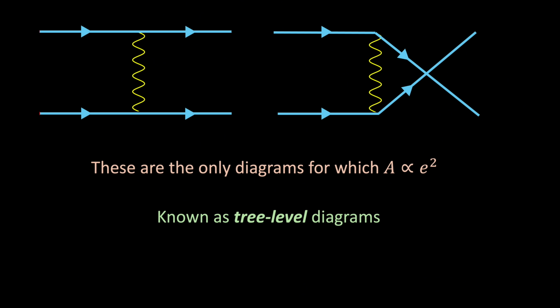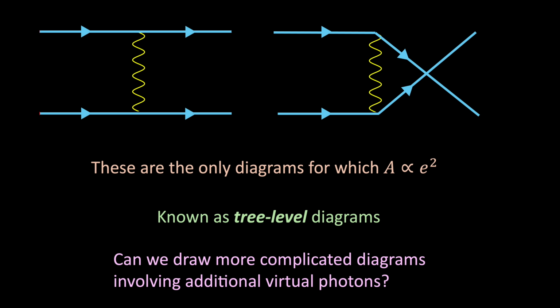These are known as tree-level diagrams, the simplest diagrams we can draw for a given process, in this case two electrons interacting via the exchange of virtual photons. But this naturally raises a question. Can we draw more complicated diagrams involving additional photons?